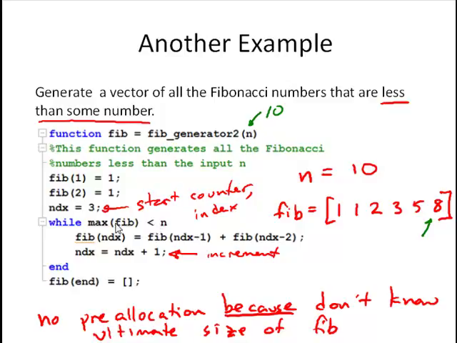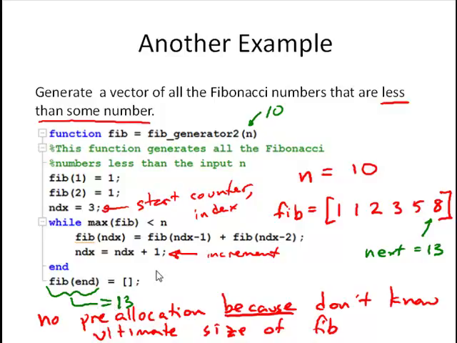So 8 is less than 10, so this generates the next Fibonacci number, which would be 13, 8 plus 5, so 13, and then it increments our index. Now we go back up, and it will have already generated that number 13 and put it in the vector fib, but now this evaluates as false, and so when we get to here, fib end is equal to 13 in this example.